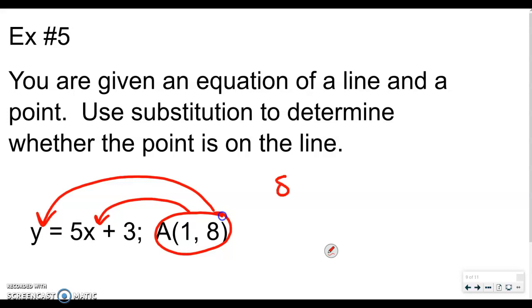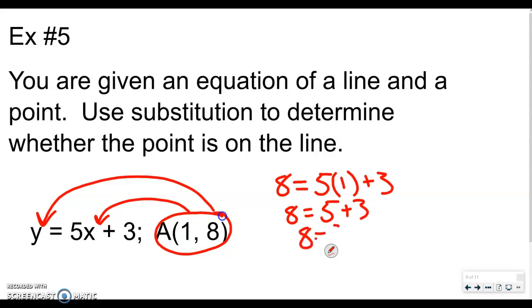We get 8 equals 5 times 1 plus 3. So 8 equals 5 plus 3. 8 equals 8. So yes, the point is on the line. So we're able to take that point, plug it into our equation of a line. If it comes out equaling properly, then we know that that point does sit on that line.